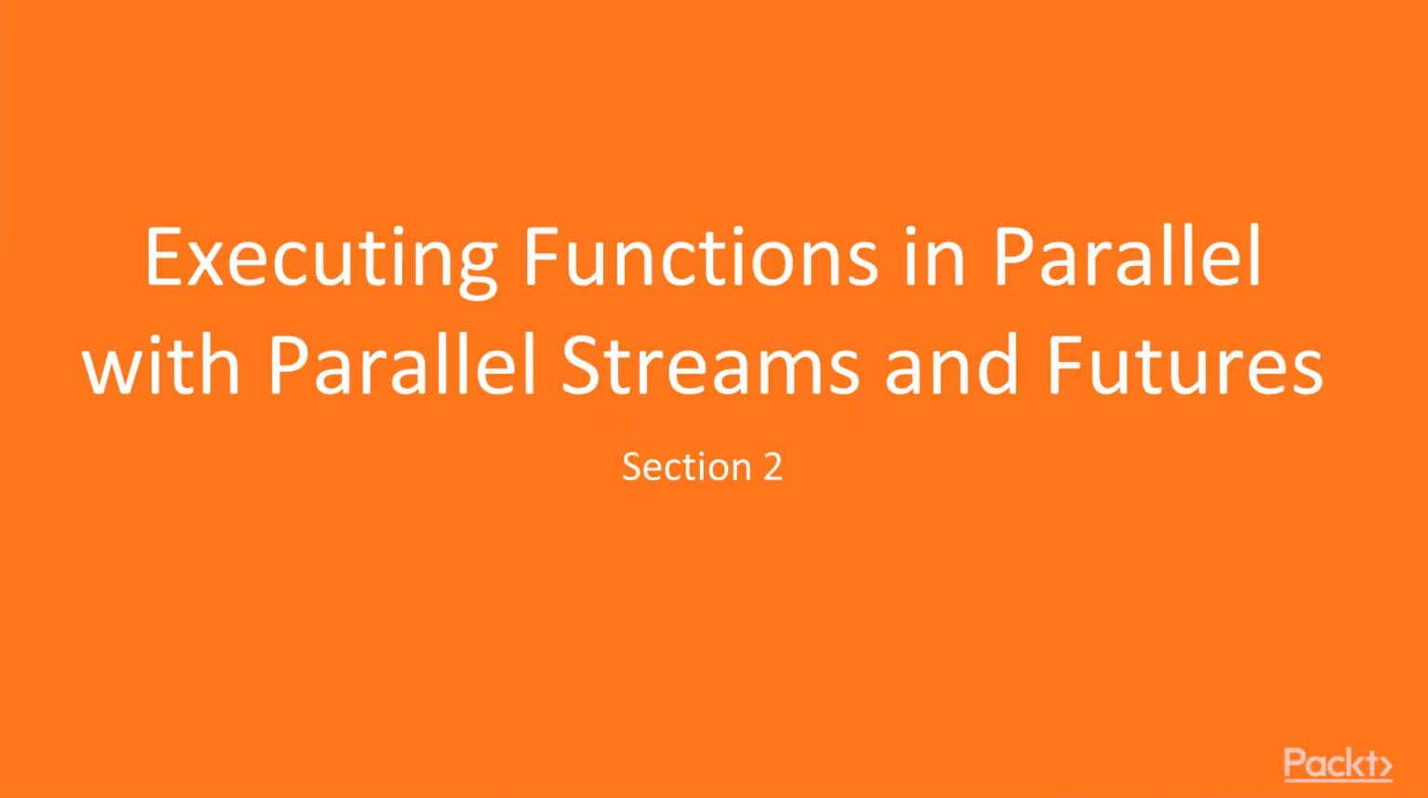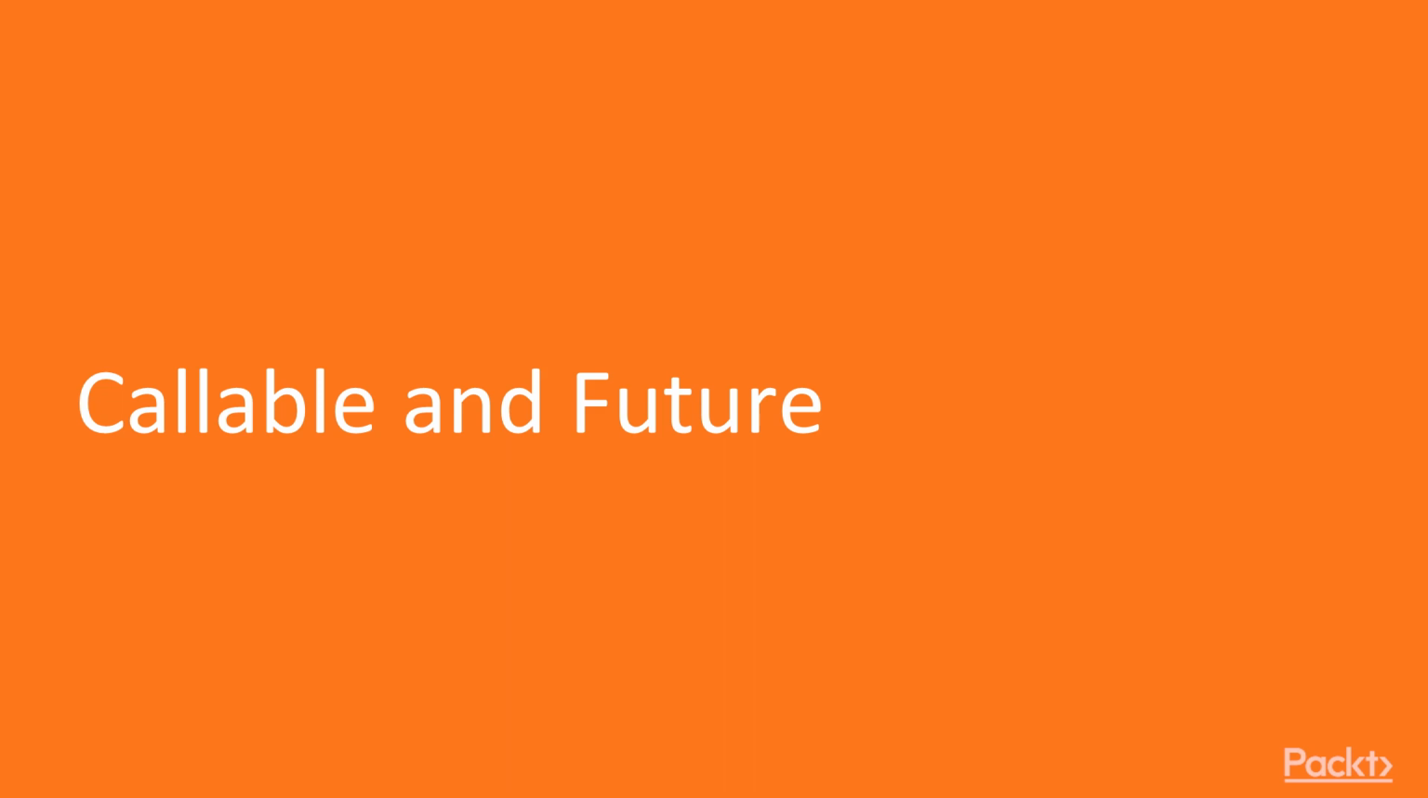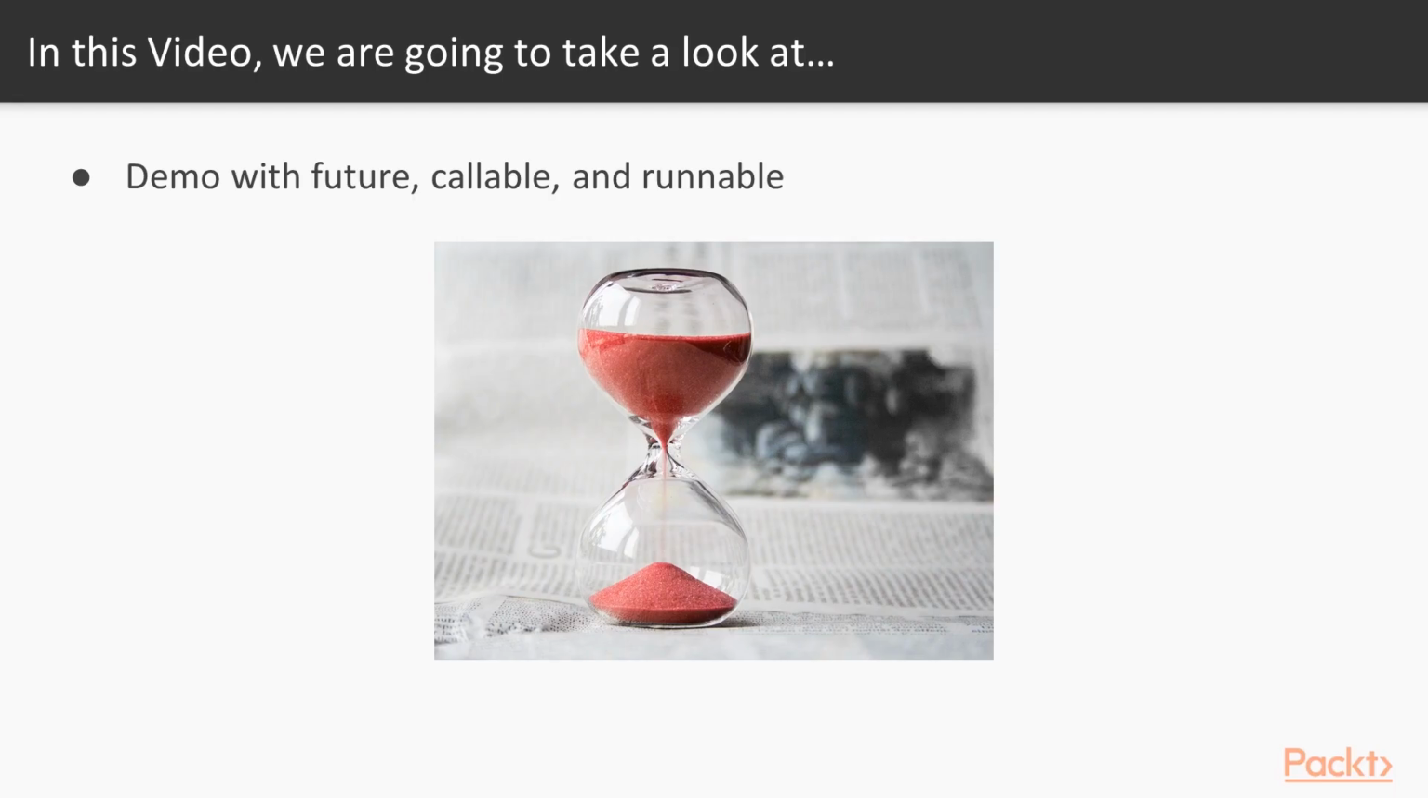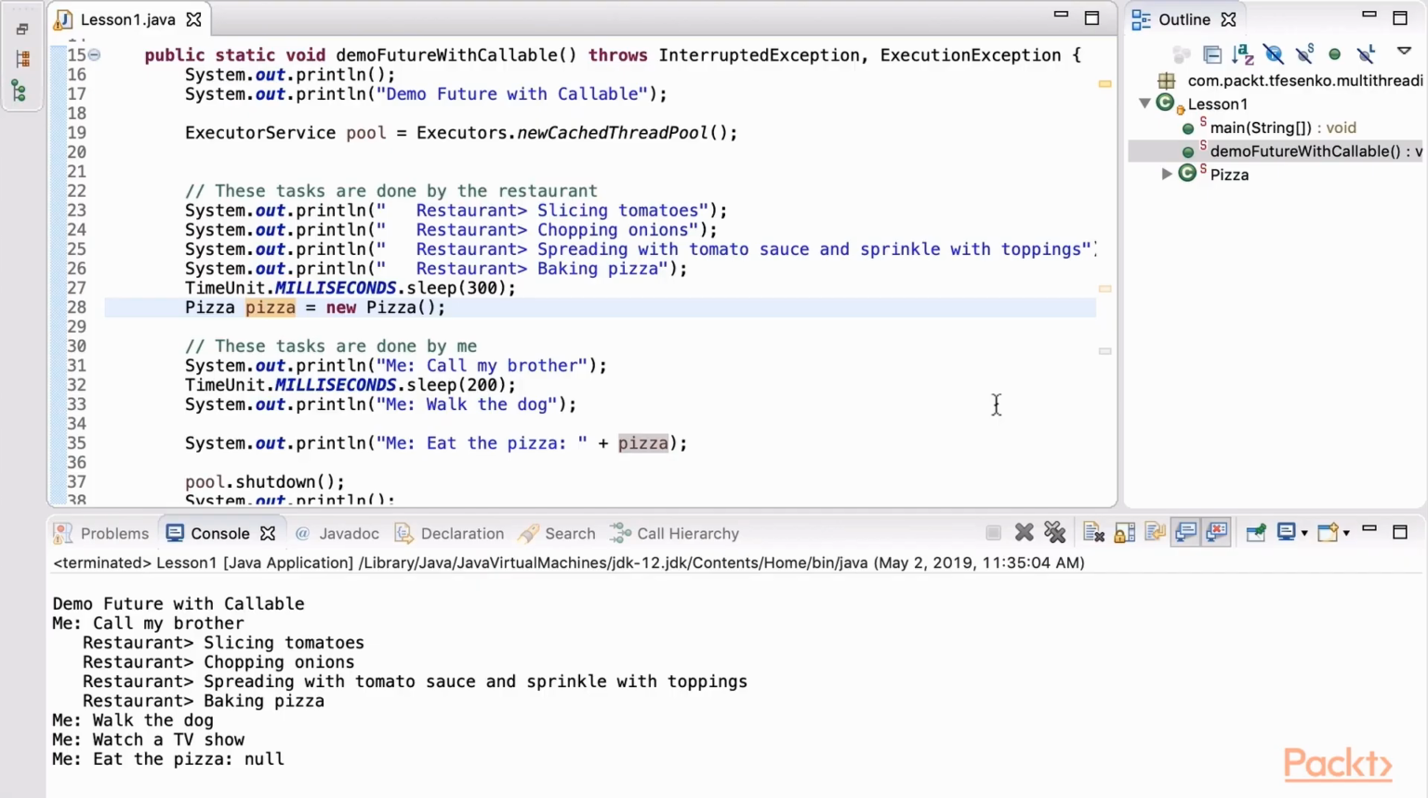Welcome to the new section, executing functions in parallel with parallel streams and futures. We will start with learning about callable tasks and futures. This video will be mostly a demo showing how to create a task and get a future object holding its result. In this demo, we will be ordering a pizza for pickup and doing some other tasks at the same time. I have this code where printouts represent different steps.